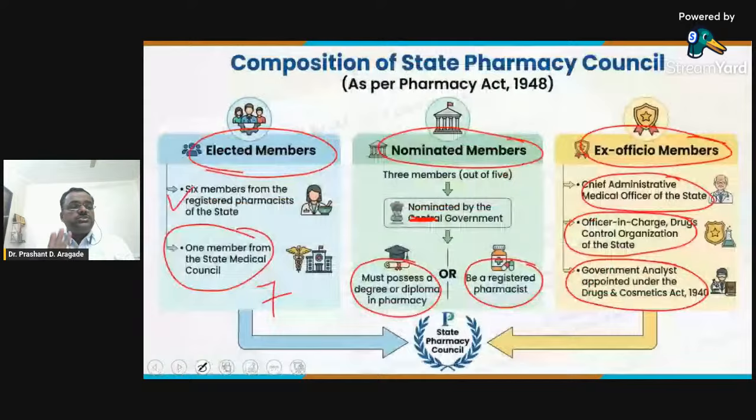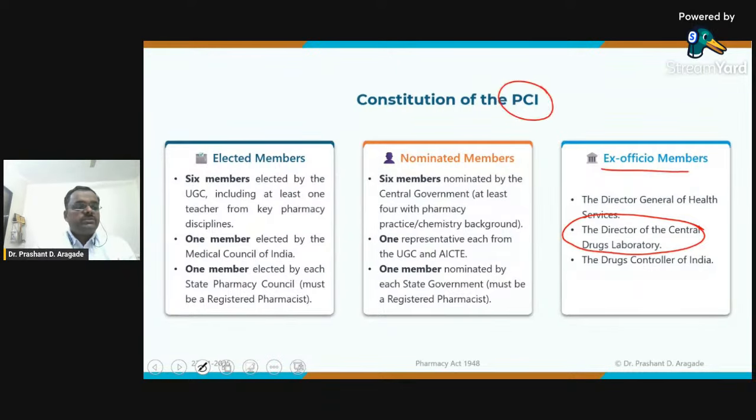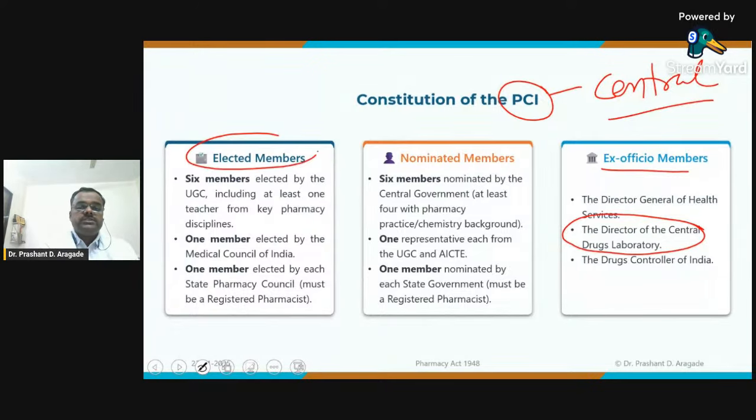So this is the constitution of the central council, that is the Pharmacy Council of India. The director of the central drug laboratory is an ex officio member of PCI. Remember, PCI or Pharmacy Council of India is also called the Central Council. The constitution of the Central Council also has 3 types of members: elected members, nominated members, and ex officio members.